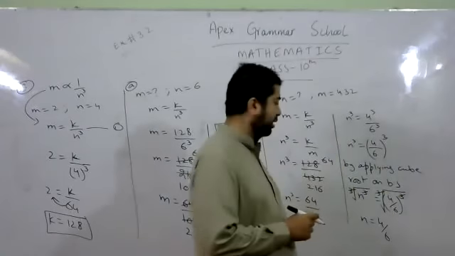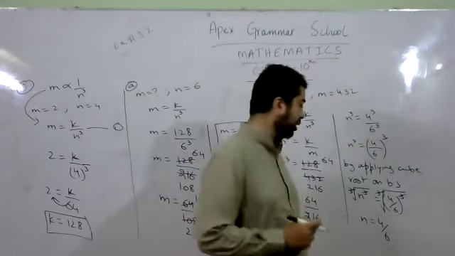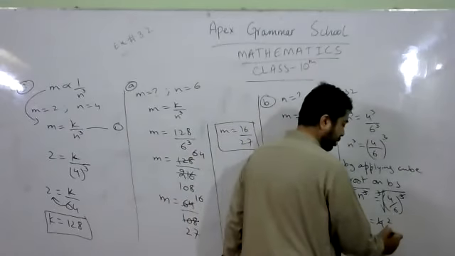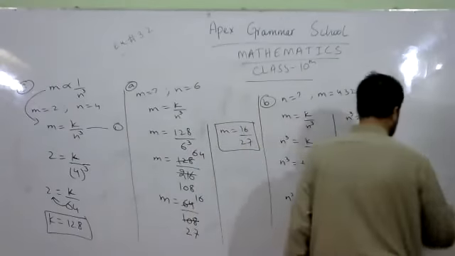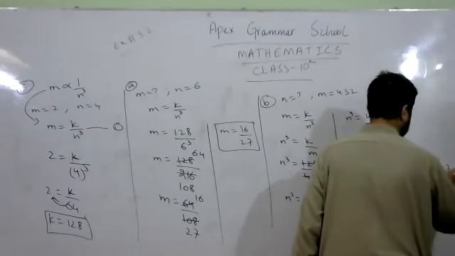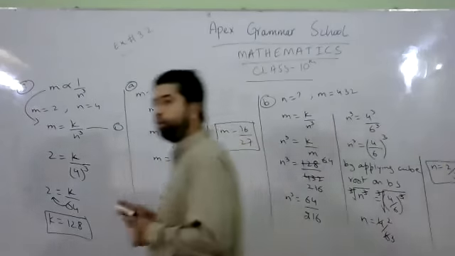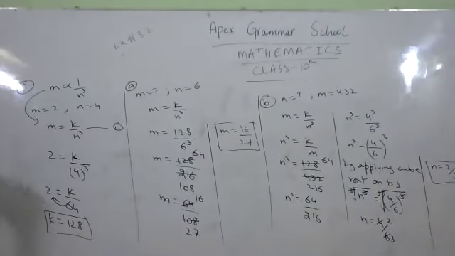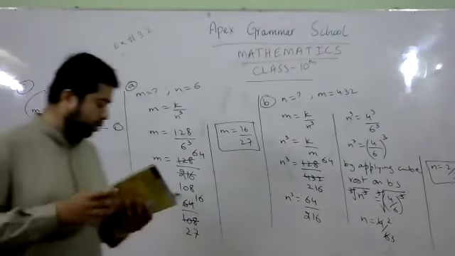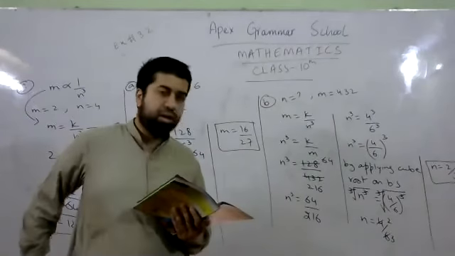Or we can say that this is 4 and this is 6. 2 twos are 4 and 2 threes are 6. So our final answer is n is equal to 2 divided by 3. Now this was the last part of exercise 3.2.